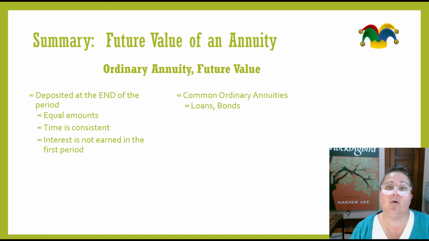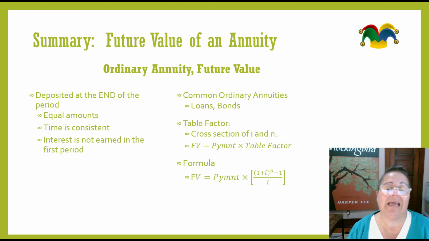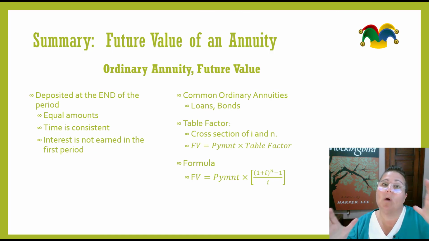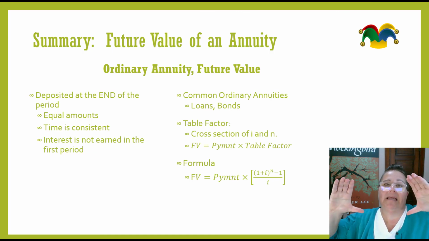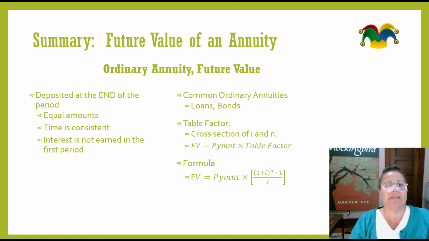Common things that are ordinary annuities: loans, bonds. The table factor for an ordinary annuity is the cross section of I and N. In order to find the future value, you need the payment amount to be known, and you're going to multiply that by your table factor. The formula, once again, is the payment times square brackets 1 plus I to the nth power minus 1 divided by your I. I was going to say 0.002, but whatever your I value is. All right.